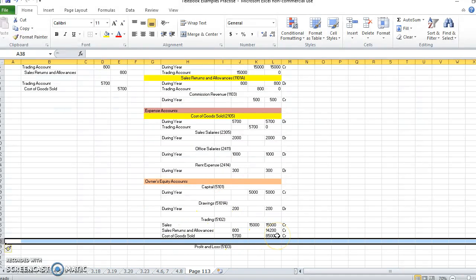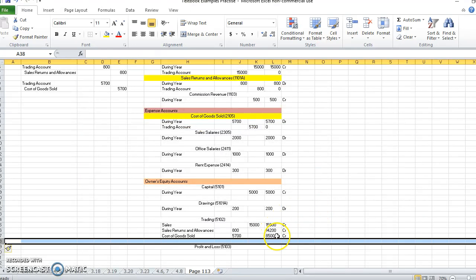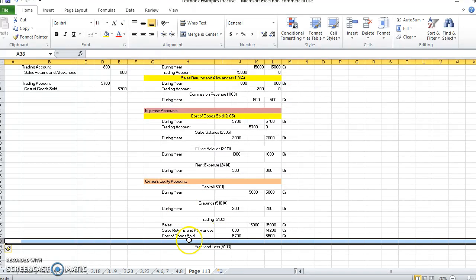So we've closed off our sales, sales returns and cost of goods sold to our trading account. And what we have now is a balance in the trading account. So this balance here, 8,500, is going to be our gross profit. We now need to close the trading account to the profit and loss account by doing the opposite of its balance. So its balance is 8,500 credit. We need to do 8,500 debit and record it in the journal. So let's do that now.